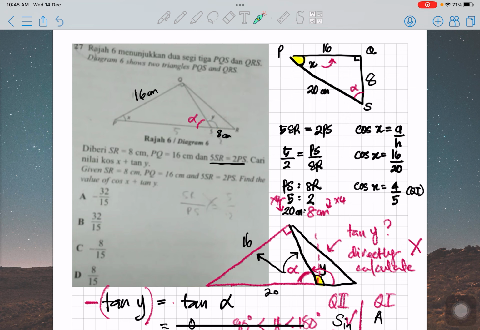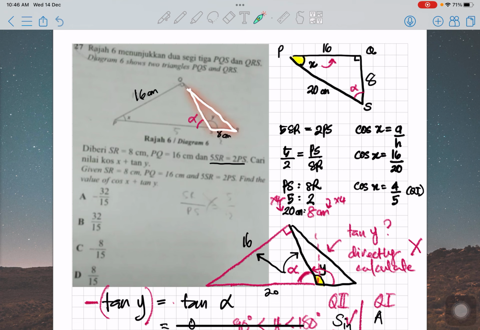Normally this question always comes out in Paper 1. What teacher can remind you all here is, teacher thinks the cos x is no problem, you can find it. The big problem here is tangent y. You cannot find the tangent y directly from this triangle. We cannot find it because it is not a right angle triangle.